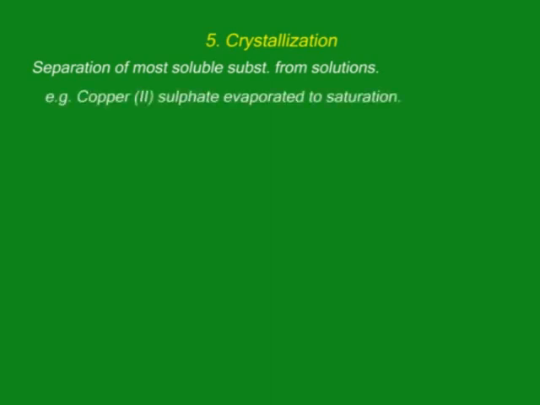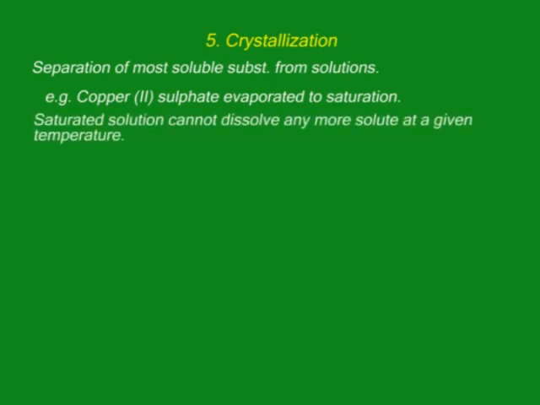Now the other method we need to mention is crystallization, and this method is used to separate most soluble substances from their solutions. When a mixture of copper 2 sulfate is heated, the water evaporates. If a glass rod is dipped frequently, at one point crystals will form on it. At this point, the solution is said to be saturated. A saturated solution is one that cannot dissolve more solid at a given temperature. Very, very important keyword there, temperature.